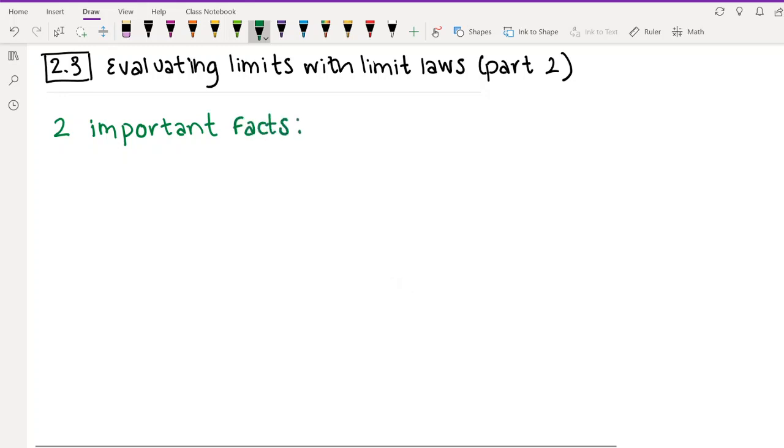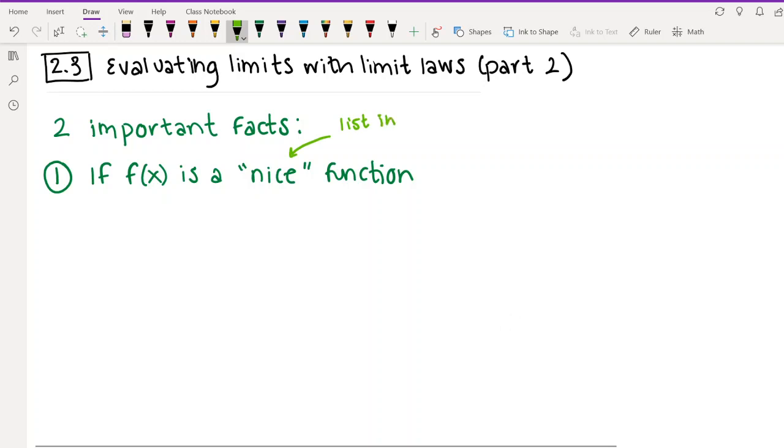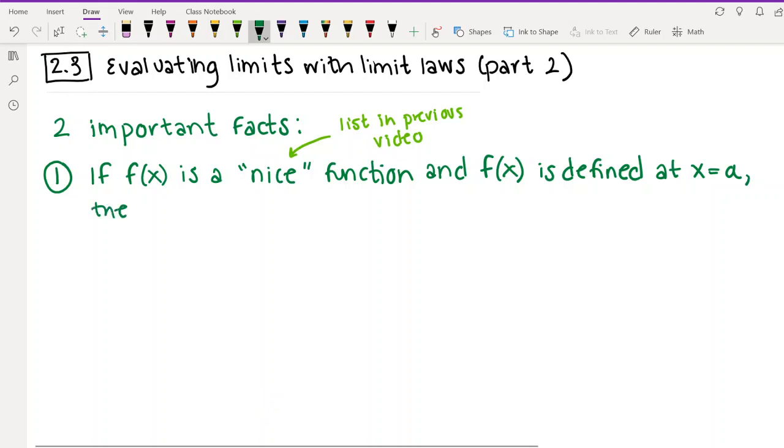So the first fact is that if f of x is a, and I'm just going to put nice in quotes here. When I say a nice function, I just don't want to list out that really long list that I did in yesterday's video, but I'll make a note here. So there's a list in the previous video of all the different types of functions that are included. Basically, if it's not a piecewise function and it consists of the types of functions that you've learned about in pre-calculus, then it's considered a quote-unquote nice function. So if f of x is a nice function and f of x is defined at x is equal to a, then you can evaluate the limit as x approaches a of f of x by just plugging a into your function.